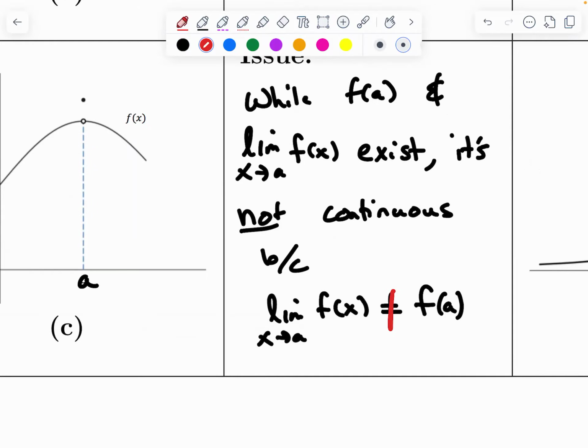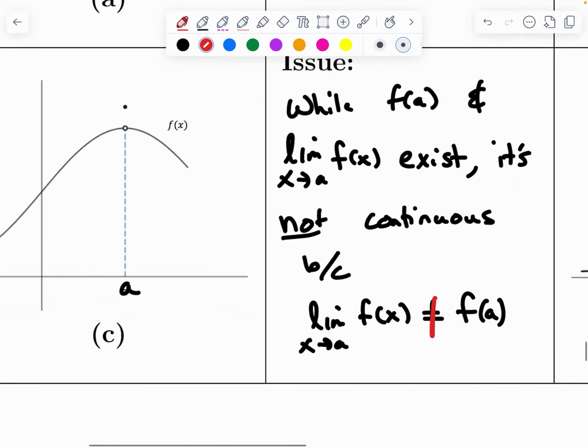Yes, Alex. Hypothetical test question. Say if that was given to us, would we just for an answer have to write that the limit as x approaches a of f of x is not equal to f of a and leave it there?